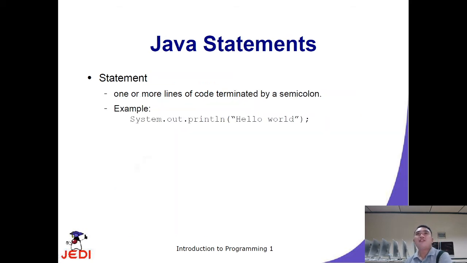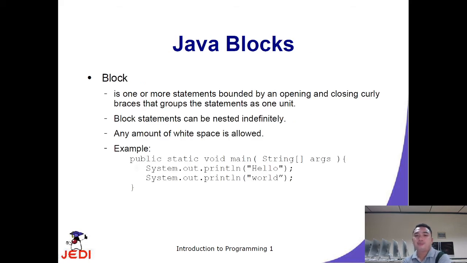So every command in Java, we call it a statement. This is one or more lines of code terminated by a semicolon. So the terminating symbol, which is a semicolon, must be included after the end of the statement. This is the example earlier, System.out.println, then Hello World. Hello World is actually a text-based literal. So when it is a text-based literal, you need to enclose it with double quotes.